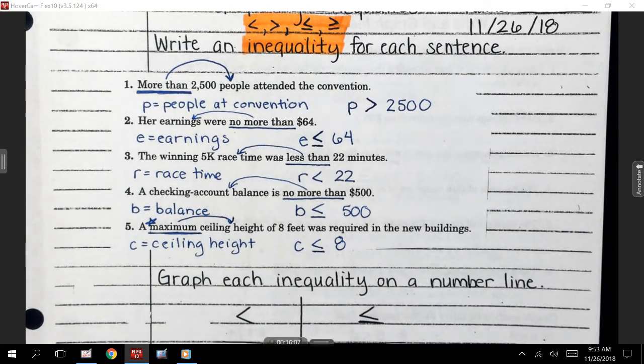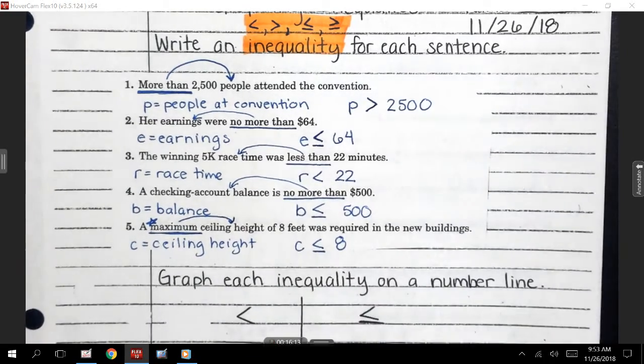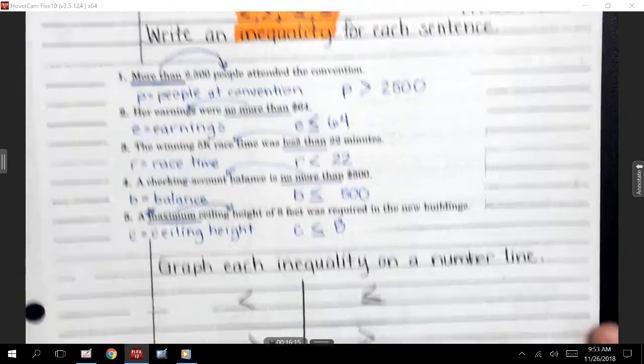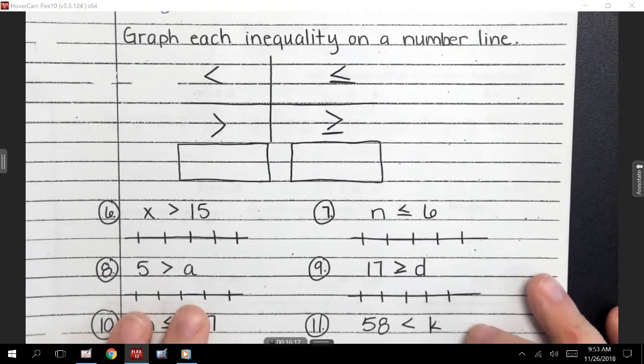All right, guys, are there any questions about these so far? Are we good on this so far? All right. Let's look at the next part. So now we're going to get to graphing.